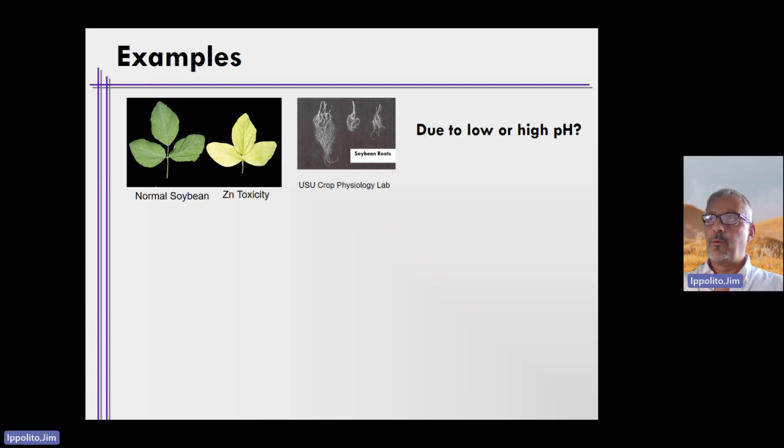If you were to remove the roots from the soil, you would see this. You would see the normal roots that look relatively thick, and you would see a club root where the apical meristem has been killed and the root is struggling to throw out lateral roots and root hairs, because the lateral roots' apical meristem is being killed by zinc in the soil. And this is due to low pH, typically below 5.